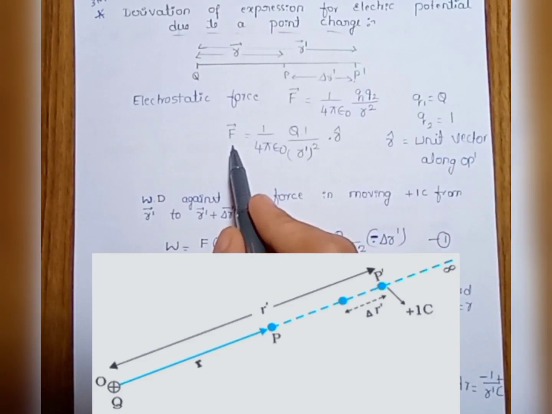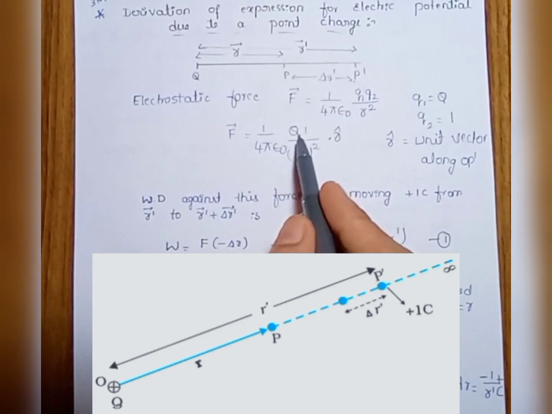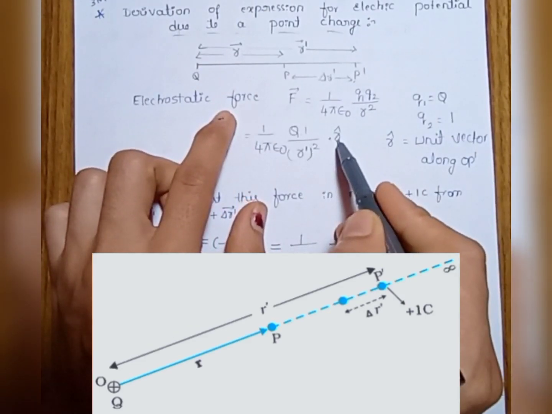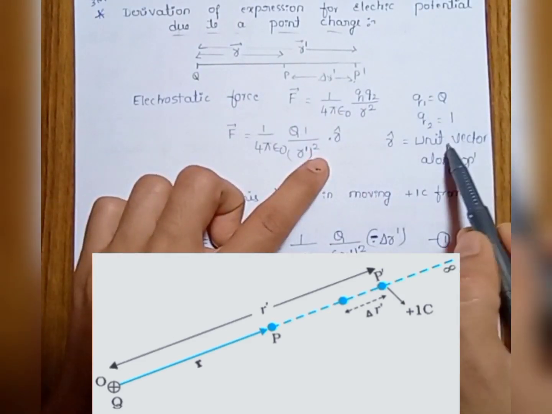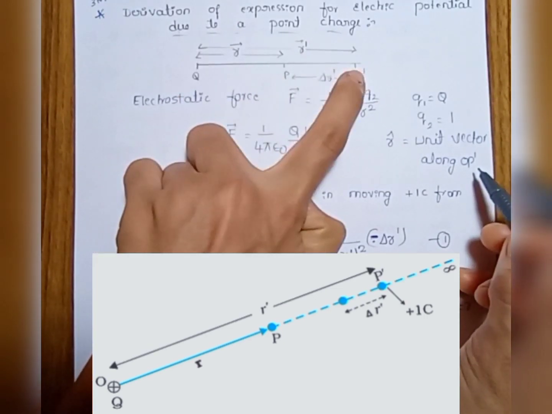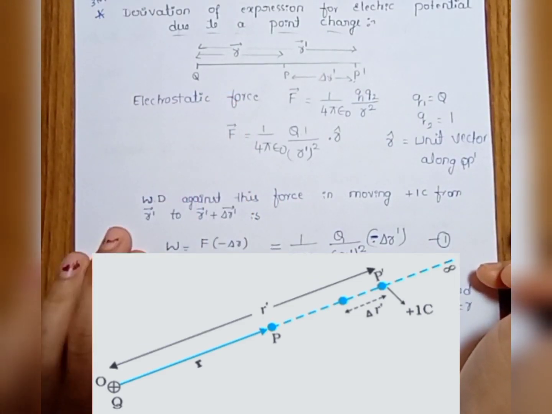Then the electrostatic force F can be written as 1 divided by 4 pi epsilon naught Q into 1 divided by R dash whole square into R cap. Here R cap is the unit vector along OP dash, or QP dash.